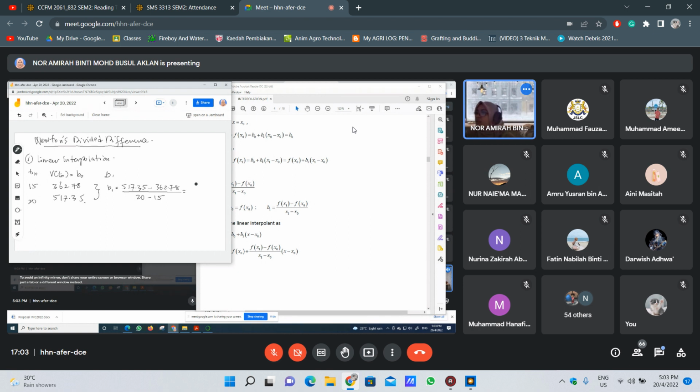Berapa kelas? Mana kalkulator ni? 30.914. Berapa? 30.914. Betul ke? Yang ni saya tekan lah. Betul kelas? Betul. Kenapa velocity dia kecil lagi?